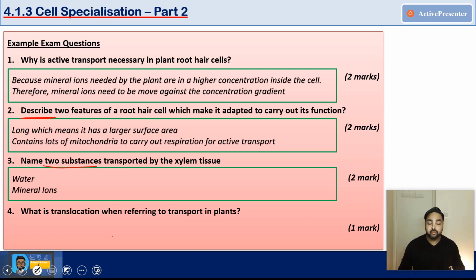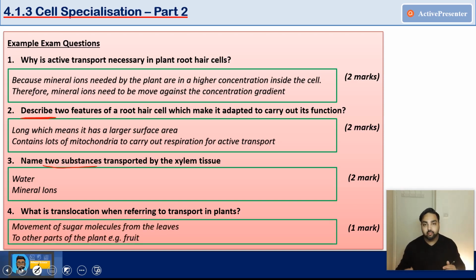What is translocation when referring to transport in plants? Now, this is one thing that I didn't go over in much detail in the actual bulk of the video. However, when we talk about translocation, we're talking about moving nutrients, moving sugar molecules from one place in a plant to another. So think about the movement of sugar molecules from the leaves, where the sugar is made through photosynthesis, to the rest of the plant. For example, fruits taste amazing and sweet because the sugar produced during photosynthesis, later converted to fructose, is stored in the fruit of the plant.